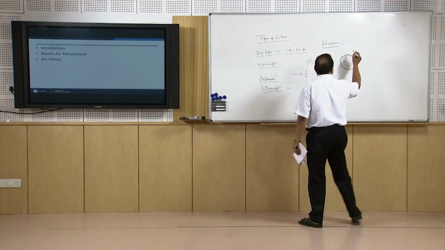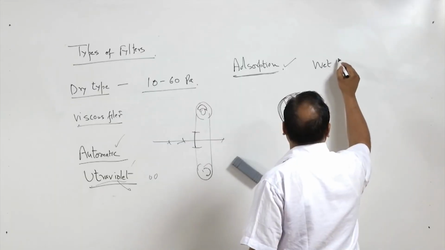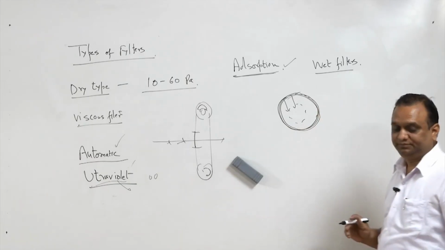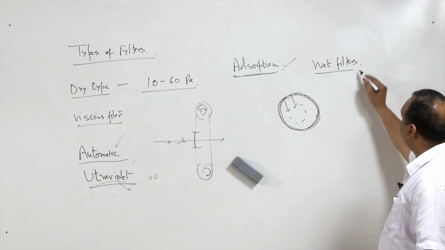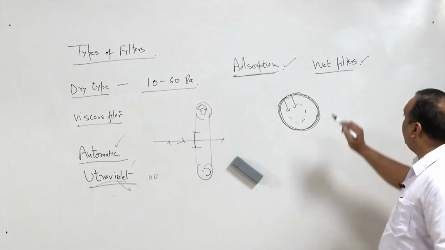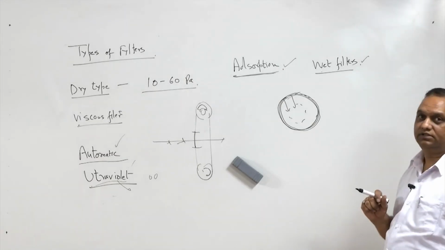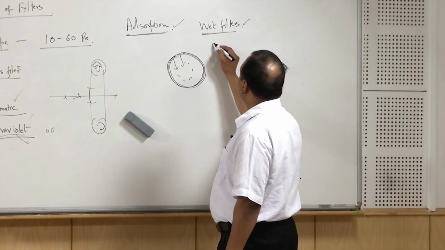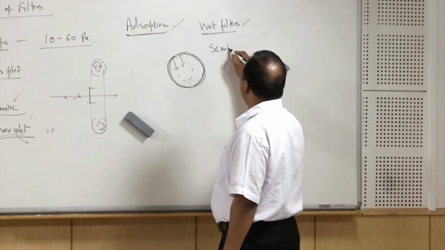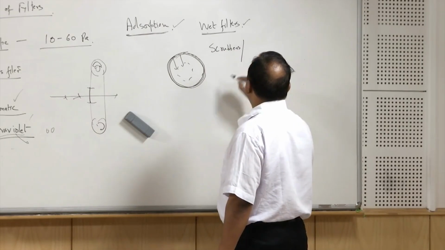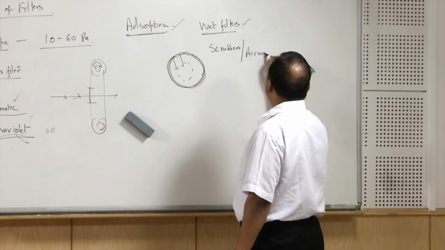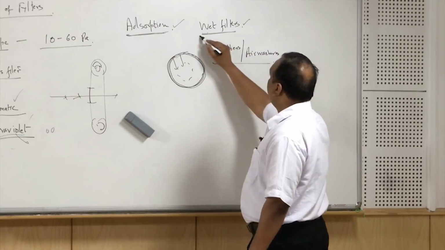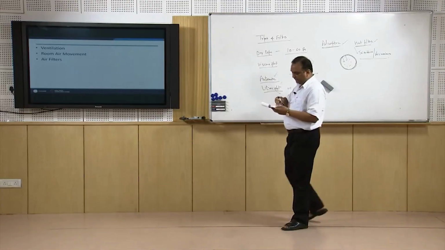Wet filters are also there. They are like scrubbers and washers. But the wet filters are not recommended for solid particles, right? Otherwise, wet filters, scrubbers and air washers are used for cleaning the air.